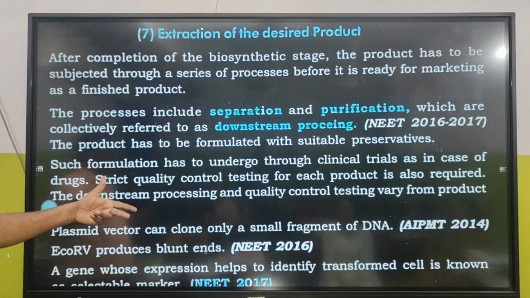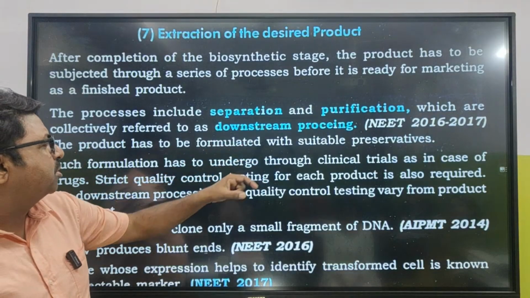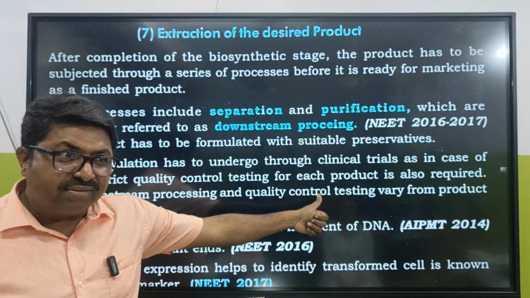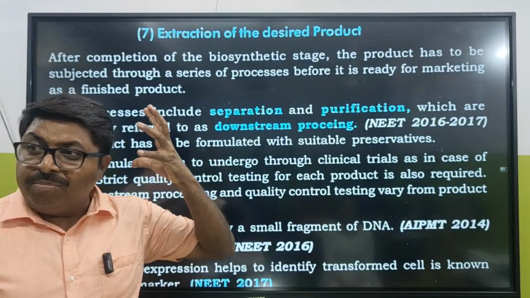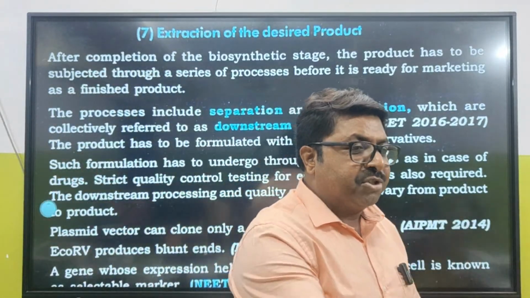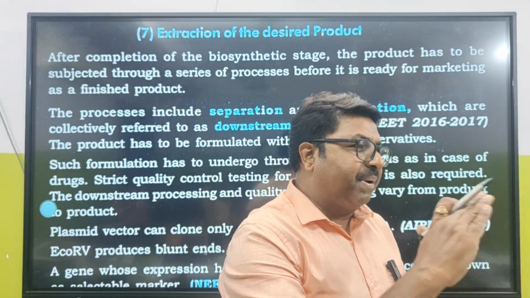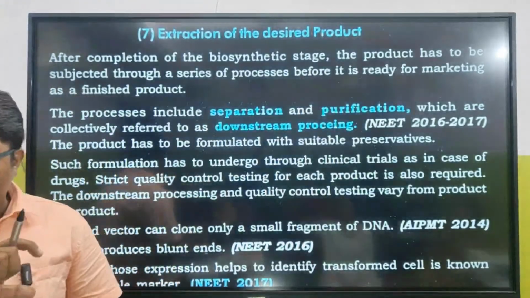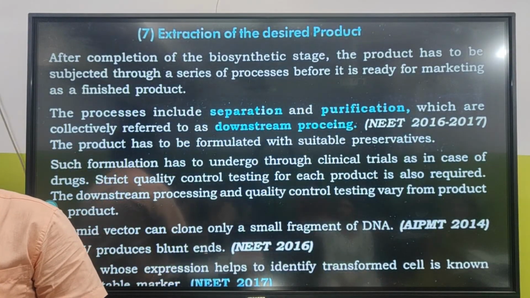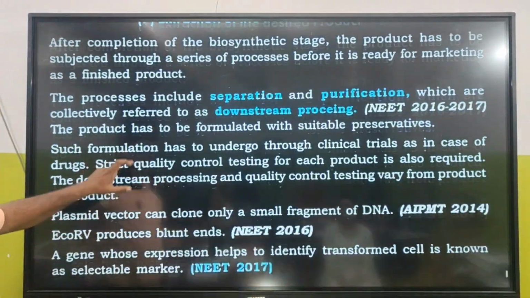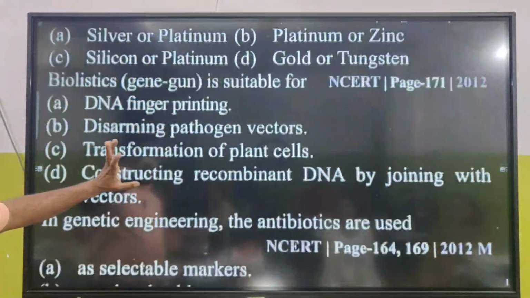So that's all about these questions on biotechnology. In downstream processing, what is required? Quality control testing for each product is also required. From the bioreactor, when the finished product has been made, till the time it reaches your hand, quality testing is done. Remember last day we talked about insulin kept in a vial and class 1 and class 2 preservatives used. So that's all about this chapter, biotechnology principles and processes.